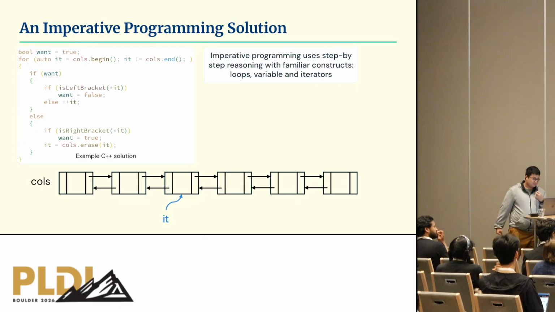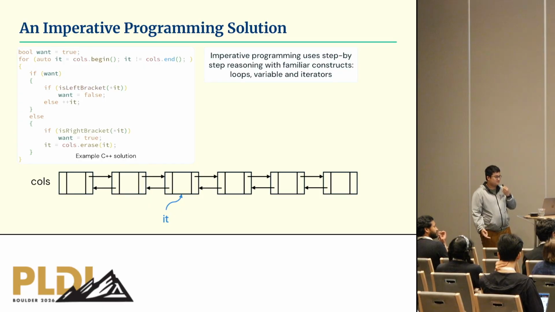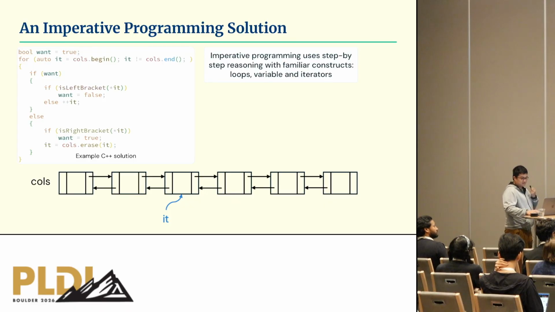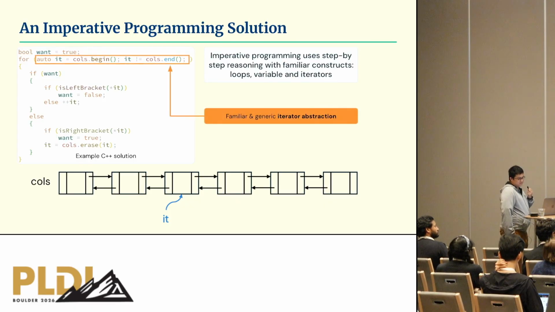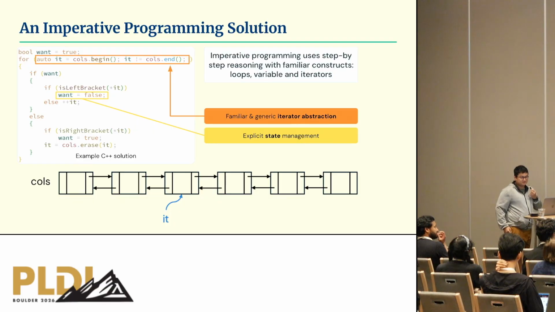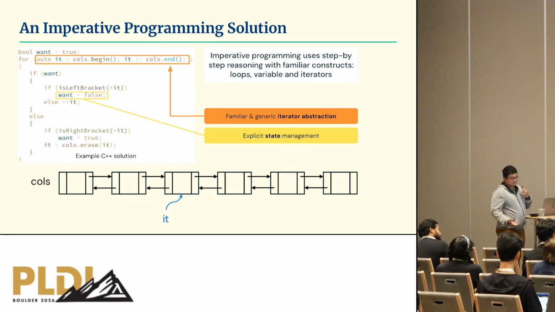This is an example solution in C++ that uses step-by-step reasoning with familiar constructs such as loops, variables, and iterators. In this solution, we can see the familiar iterator abstraction used to iterate through the collection. We can also see explicit state management done by the variable want. We can also see how exactly this solution works. In one iteration, if we want to retain the color, the iterator will just move to the next element.